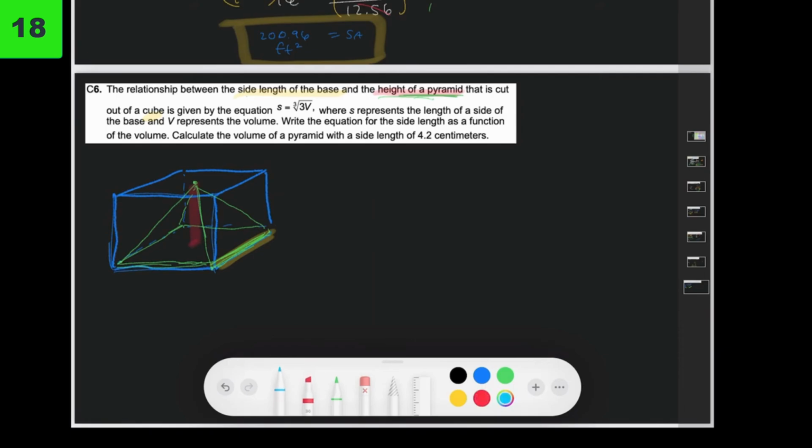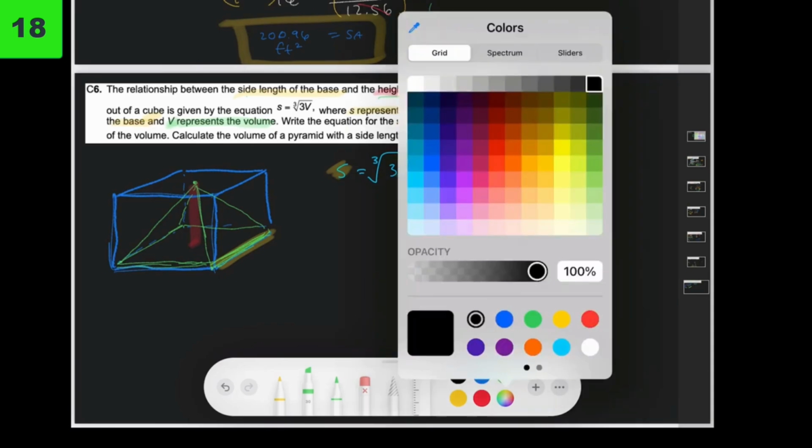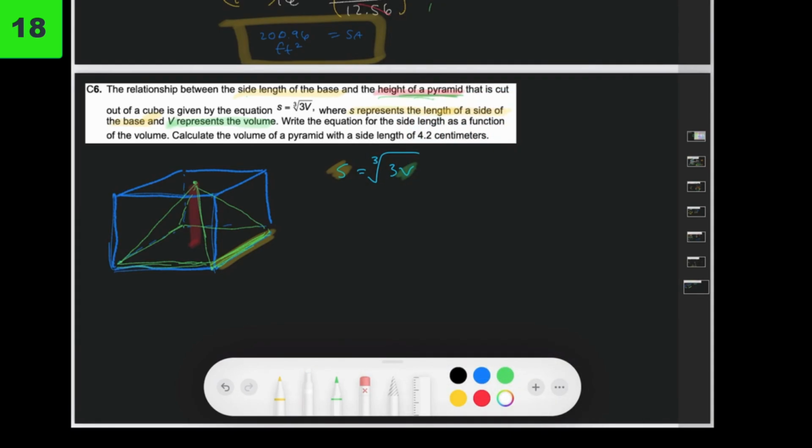And let's just write the formula they have. S equals cube root of 3v, where S represents the side length, so let's do our highlighting here. S represents the side length of the base, and the V here represents the volume. Write the equation for the side length as a function of volume. Okay, we have that. Calculate the volume of a pyramid with a side length of 4.2.